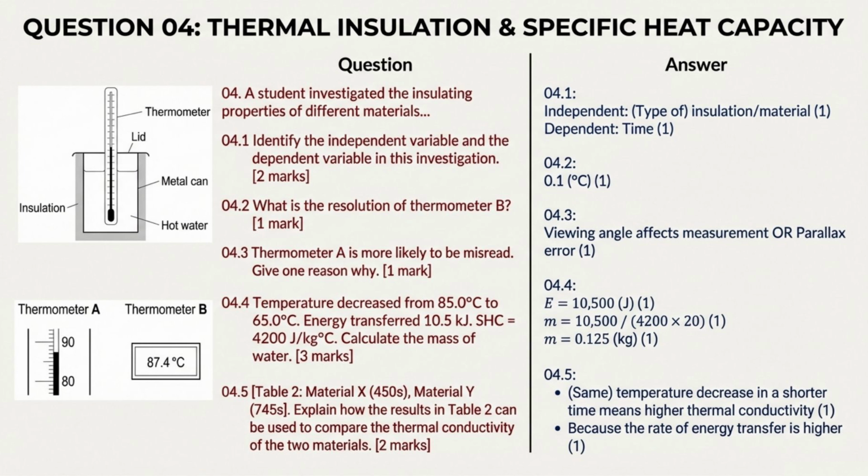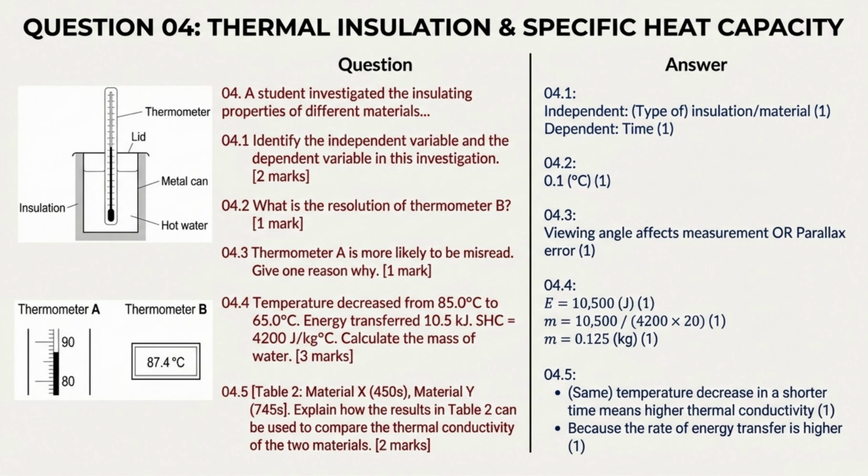Question 04 is thermal insulation and specific heat capacity. There's a diagram of a metal can wrapped in some insulation material with a thermometer poking out of a lid. First up, 04.1. Identifying the variables in the experiment. The independent variable first. The independent is the one you choose to change. Yes. And here, that's the type of insulation or the material used. And the dependent variable, the one you measure. That's the time. More specifically, measuring the time it takes for a temperature change to occur.